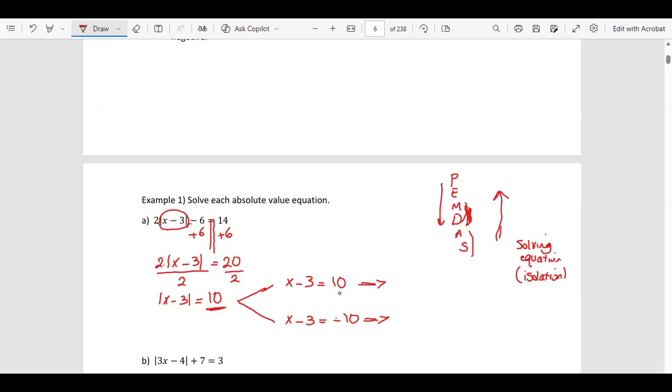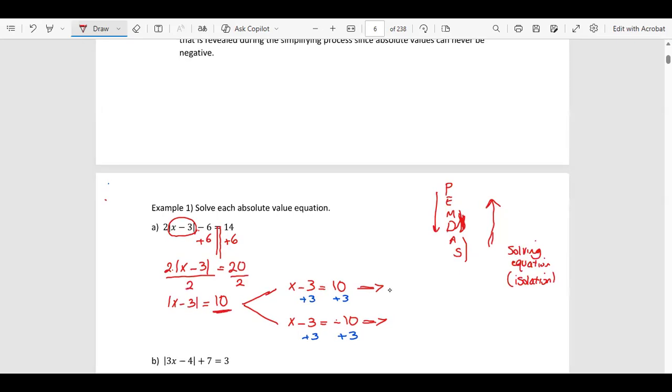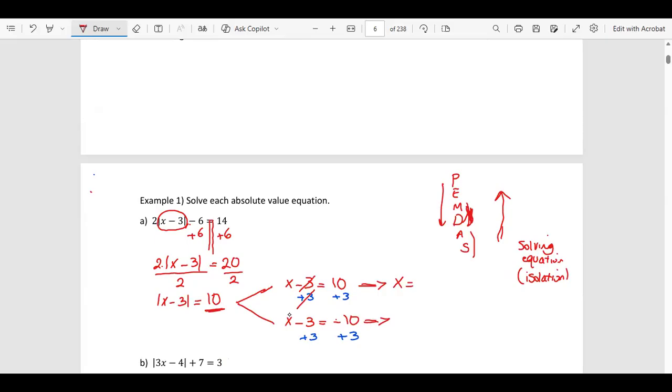So when I say solve, that means isolate the x. That means you need to move negative 3 to the other side. And to move negative 3, we need to add 3 to both sides. The same on the next one. Now we say x equal to, because negative 3 and positive 3 cancel each other, and 10 plus 3 is 13. Negative 3, positive 3 cancel each other, so x is equal to, what's negative 10 plus 3, which is negative 7. And we have 2 solutions.